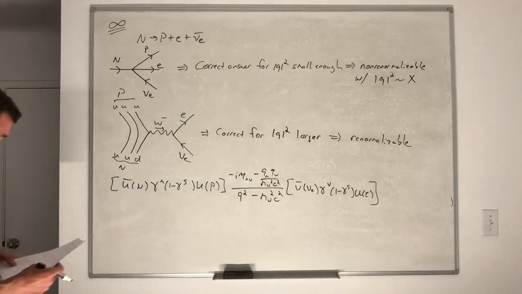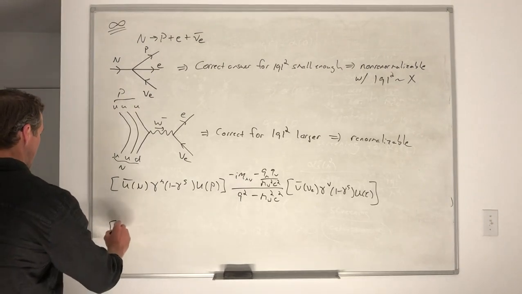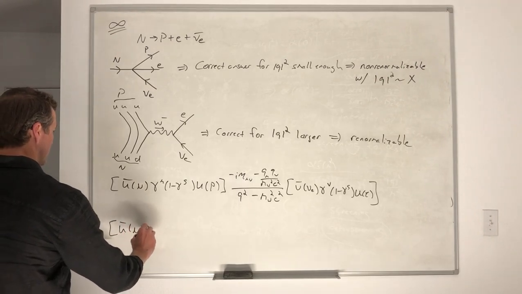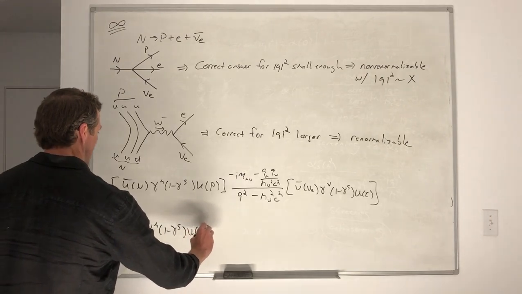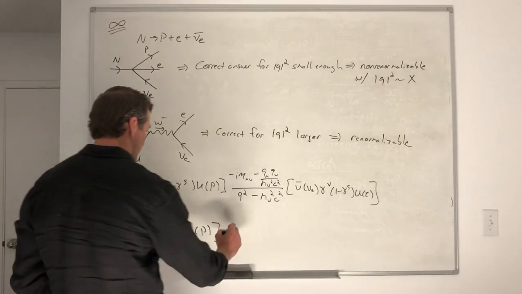For this diagram, if you work out m, you end up with an expression like the following. So most of it is the same, but the vertex factor is different.